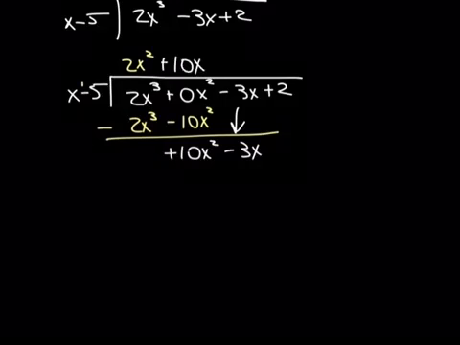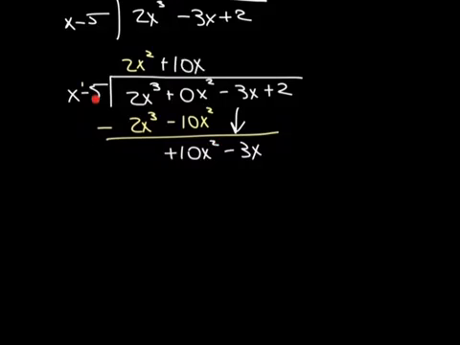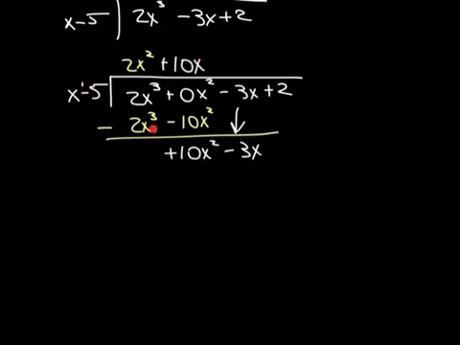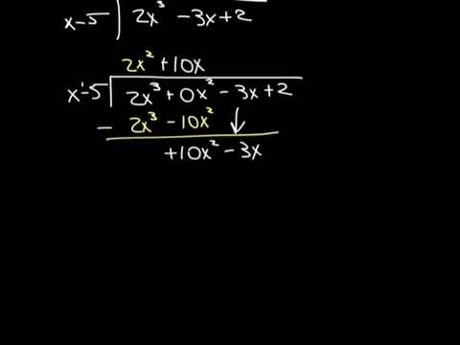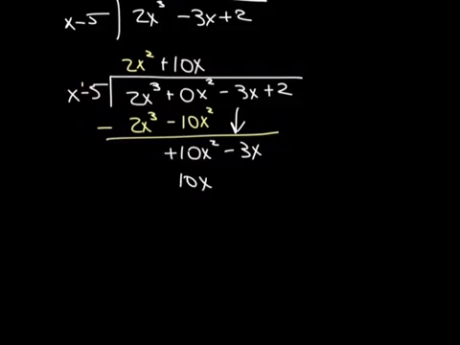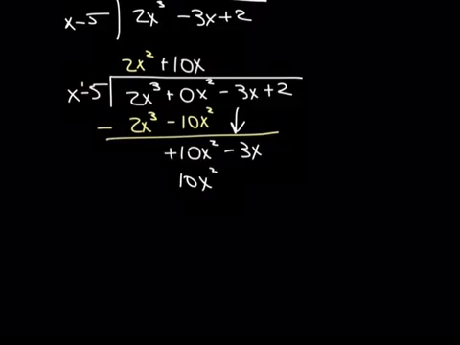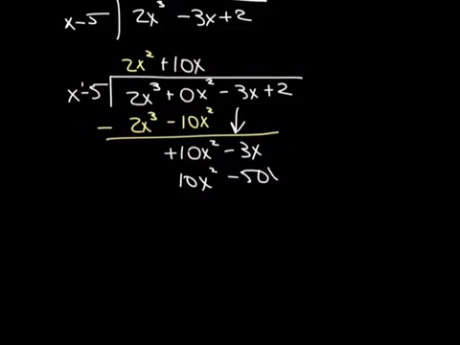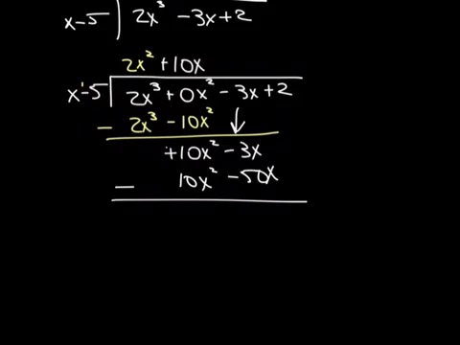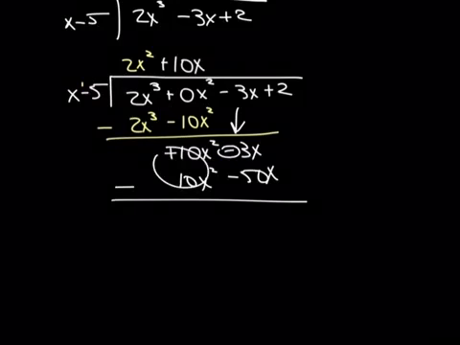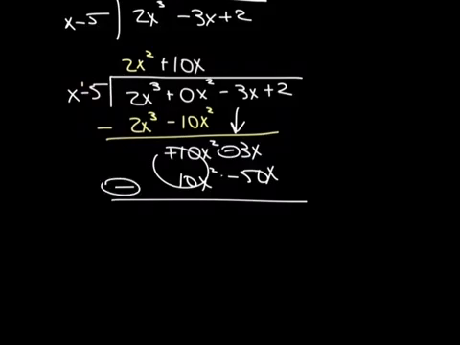10x times, because again, 2 minus 1 is 1. Alright, so let's multiply 10x times x, and 10x minus 5. Line, minus. These go away. Negative 3 minus a negative 50 is negative 3 plus 50. Bring down the 2.